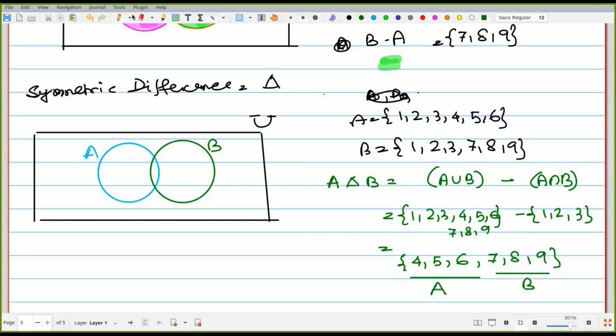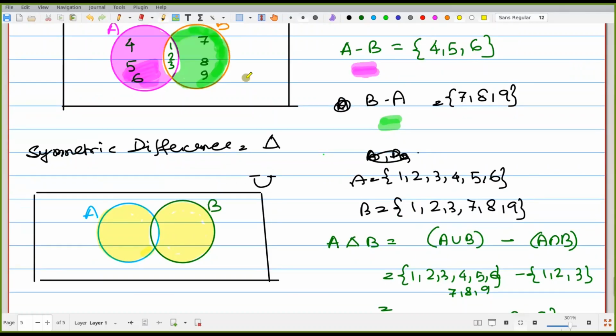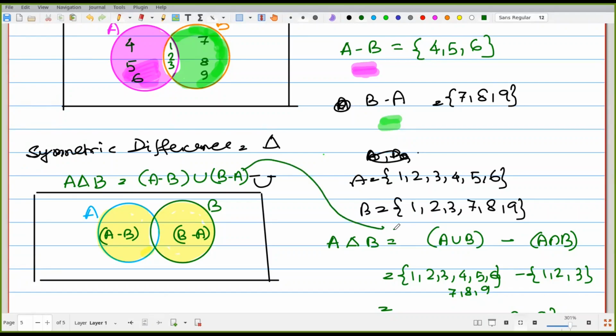So which one is our part? That is only removing the intersection part, just the portion of A minus B union B minus A. Already in the previous Venn diagram, we have found the pink color is A minus B, and the green color was B minus A. So A symmetric difference B means A minus B union B minus A. The same we have already written in the form of A union B minus A intersection B.